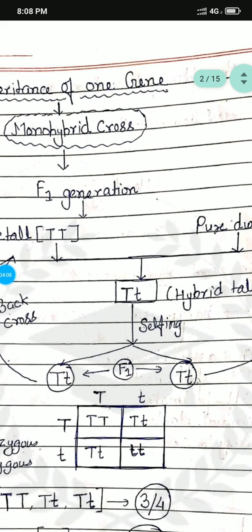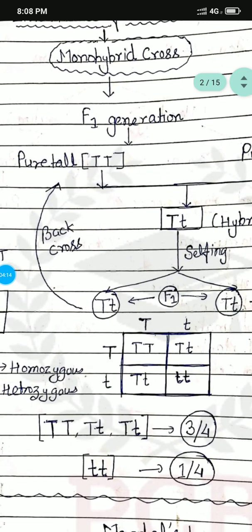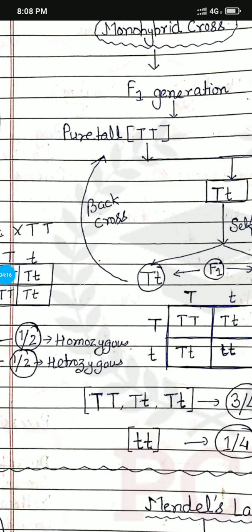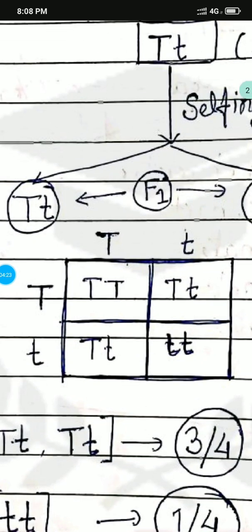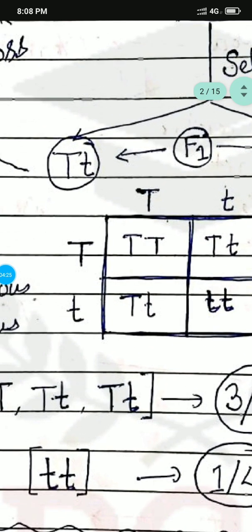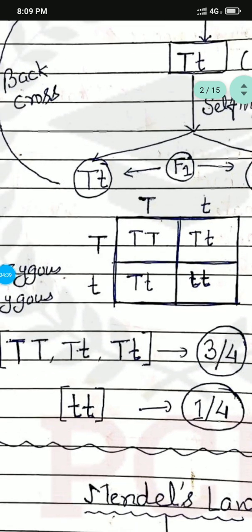When we go for selfing of capital T small t with capital T small t, it gives both homozygous and heterozygous results. One part is homozygous capital T capital T, another is capital T small t, third is capital T small t, and fourth is small t small t. So small t small t represents only one-fourth. Of the four blocks, one part is recessive and three parts are dominant.